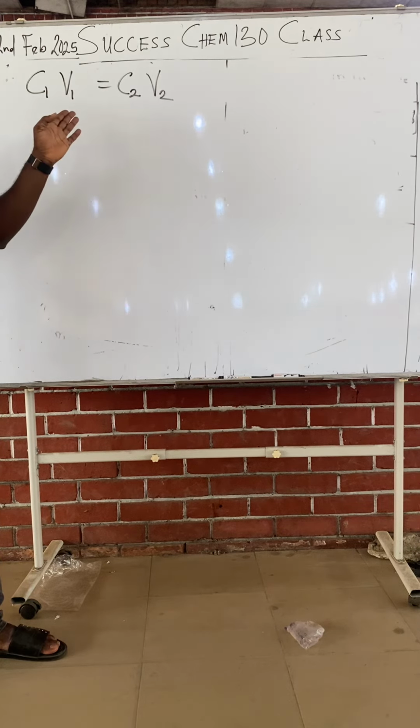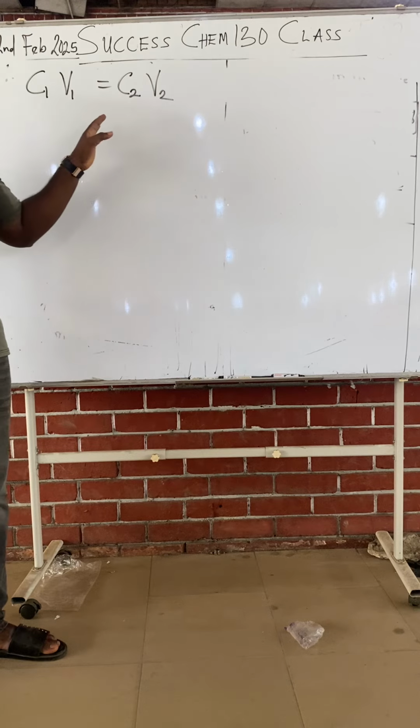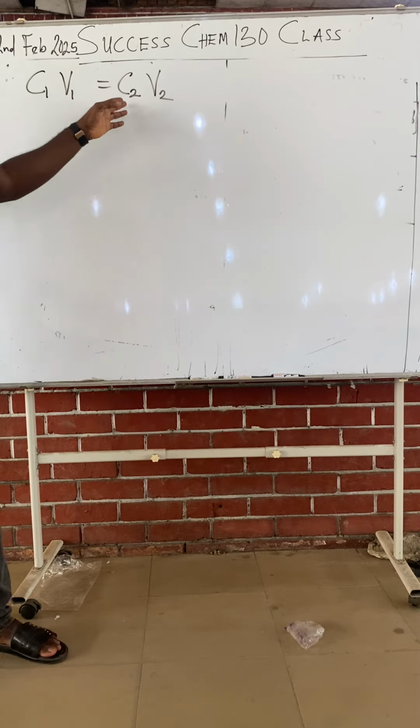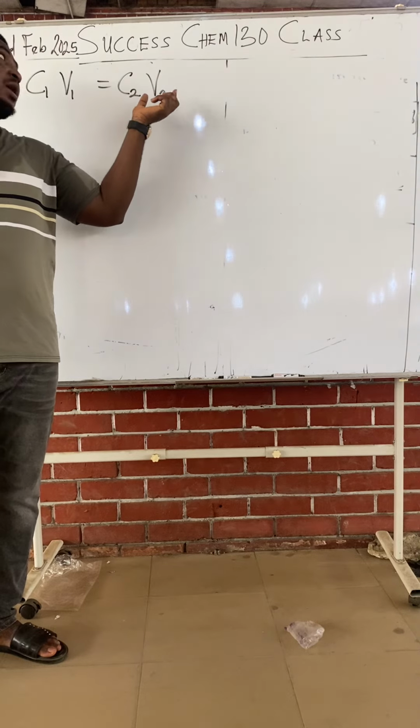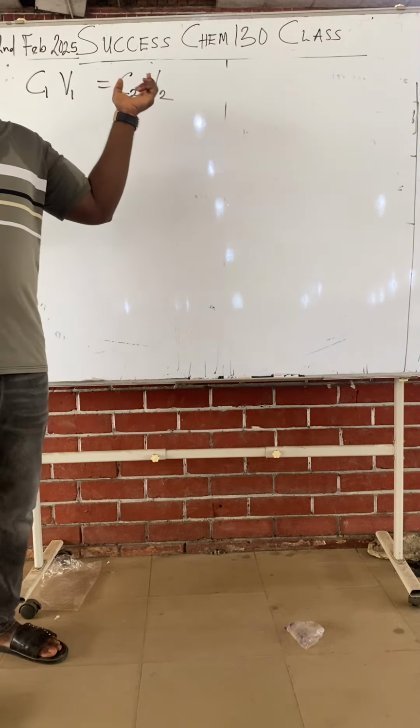C1 represents the initial concentration. V1 represents the initial volume. C2 represents the final concentration after water has been added, and V2 represents the final volume after water has been added.